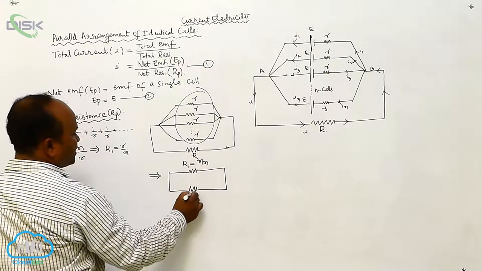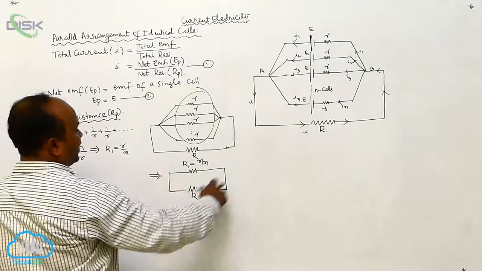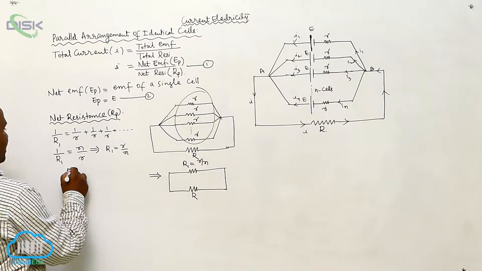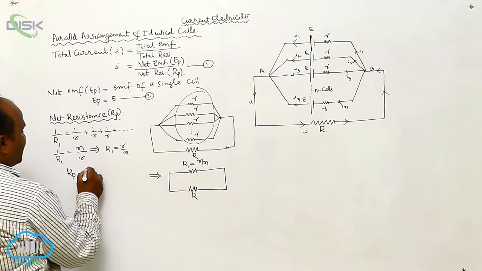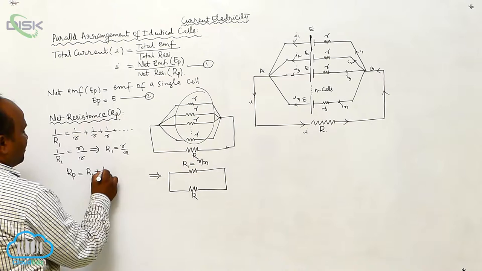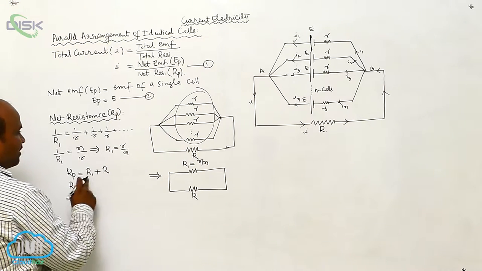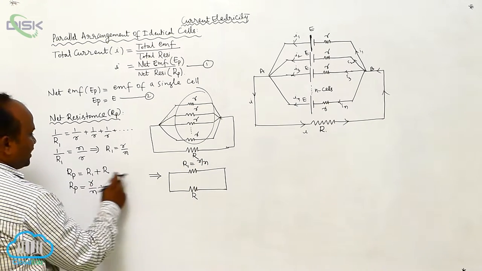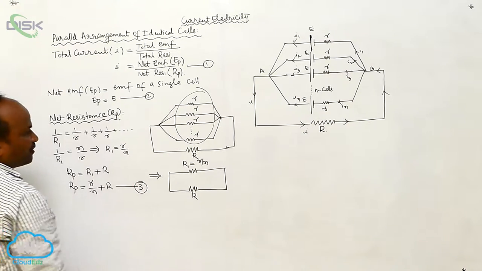Now what is the external resistance? Capital R. Here in this case, these two are in series. Therefore, the effective resistance Rp is equal to R1 plus capital R. Therefore, Rp is equal to R by N plus capital R. This is called your third equation.